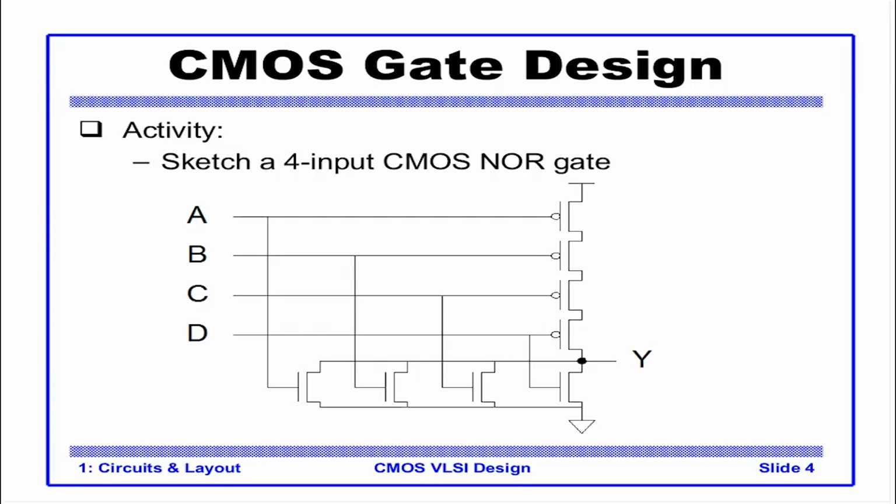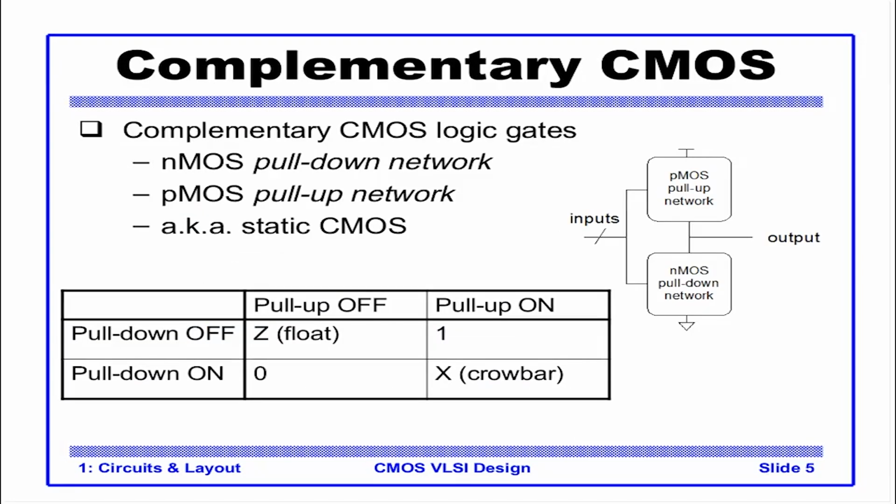So just remember two important points. Let's see on the next slide. So we call this type of circuit static CMOS.